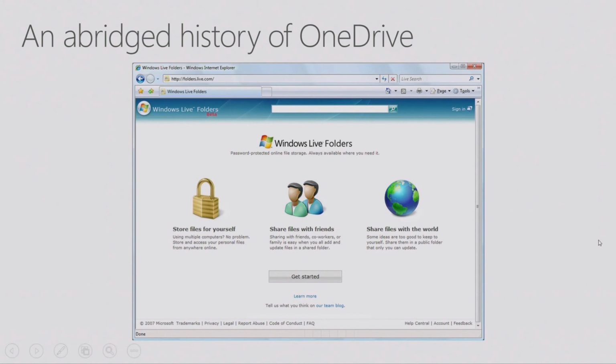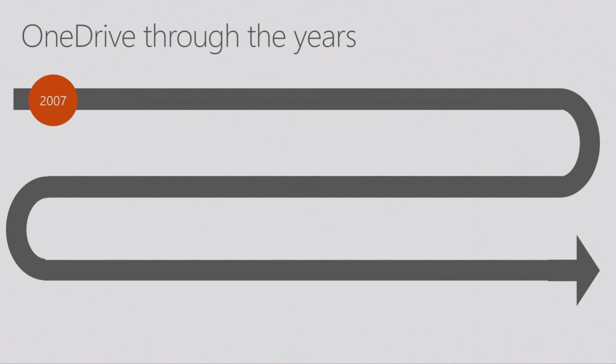Store files, put them in the cloud, share with people, share with anyone. Back in 2007, I wouldn't say that people really needed cloud storage. It was a very nascent time for this category of product, but the point here is we've been in this for a long time. So let's think back to 2007 when OneDrive launched.